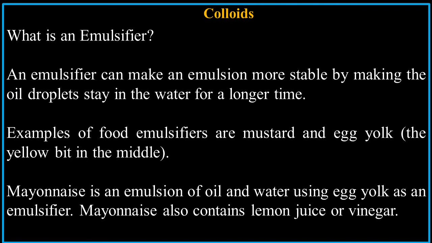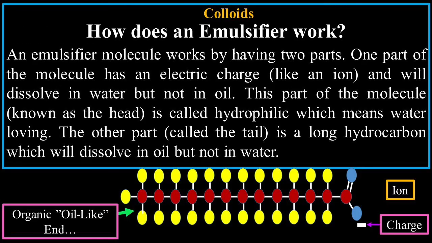Examples of food emulsifiers are mustard, egg yolk, the yellow bit in the middle. Mayonnaise is an emulsion of oil and water using egg yolk as an emulsifier. The mayonnaise also contains lemon juice and vinegar. How does an emulsifier work? An emulsifier molecule works by having two parts.